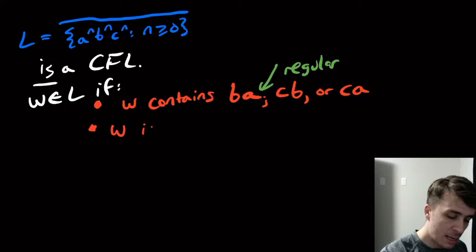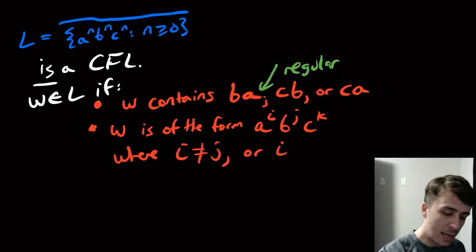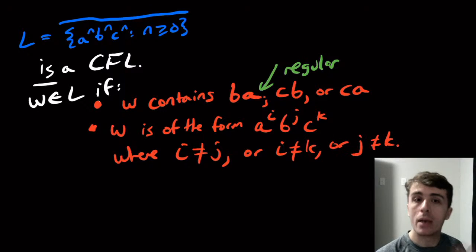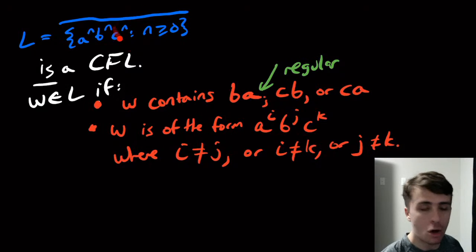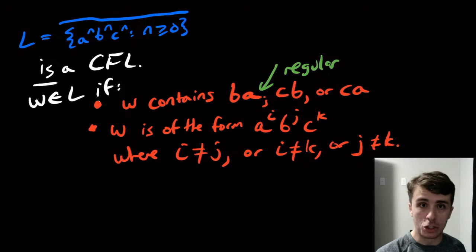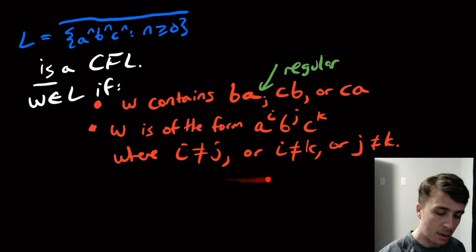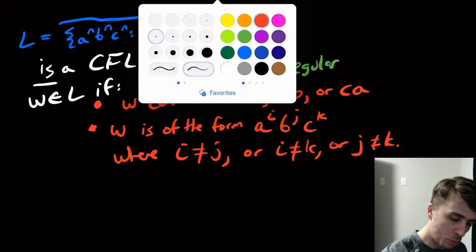So W is of the form A to the I, B to the J, C to the K, where I is not equal to J, or I is not equal to K, or J is not equal to K. One of those three must happen if we have a string that is of this form but also in the complement language. I'm only going to do one of these three, because the other ones are extremely similar. So let's do this one.